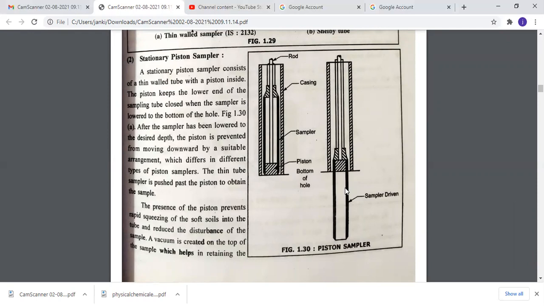The presence of the piston prevents rapid squeezing of the soft soils into the tube and reduces the disturbance of the sample. A vacuum is created on the top of the sample, which helps in retaining the sample. During the withdrawal of the sampler, the piston provides protection against the water pressure which otherwise would have occurred on the top of the sample. So piston samplers are used for getting undisturbed soil samples from soft and sensitive clays.